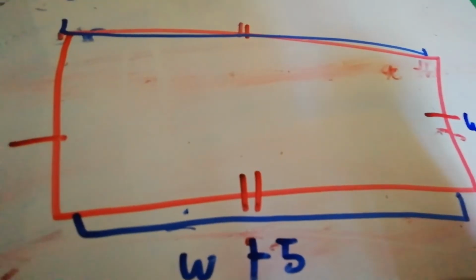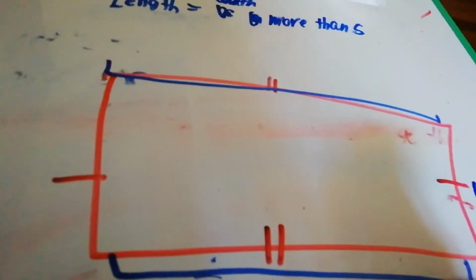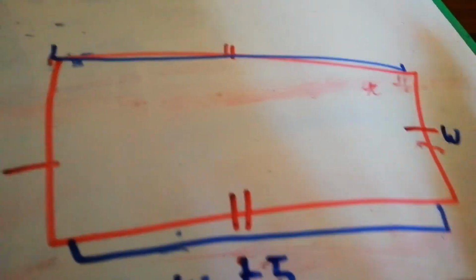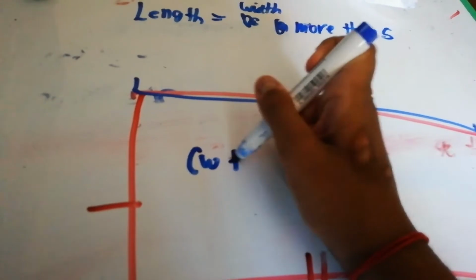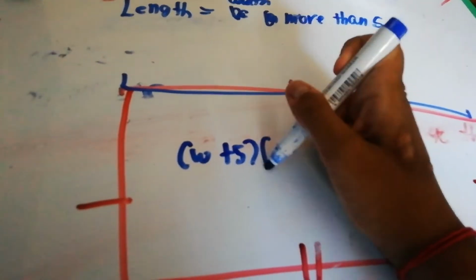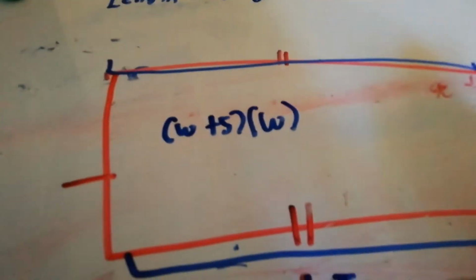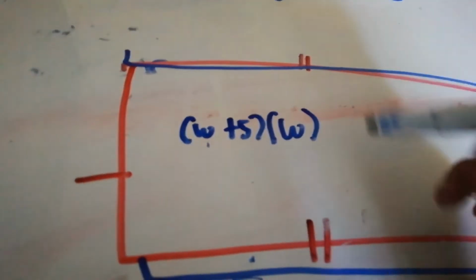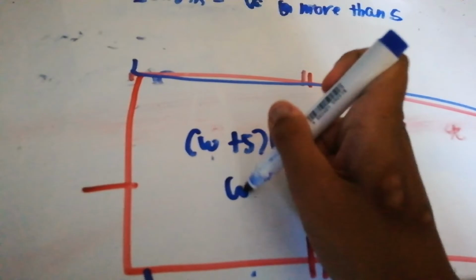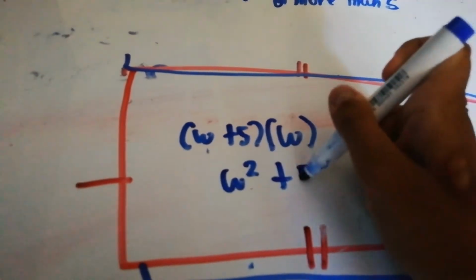So if we find the area, okay, what we do is we do length times width as a normal triangle, as a rectangle, sorry. So we do w plus 5 times w. So then you just multiply, w squared plus 5w. That's how you do it.